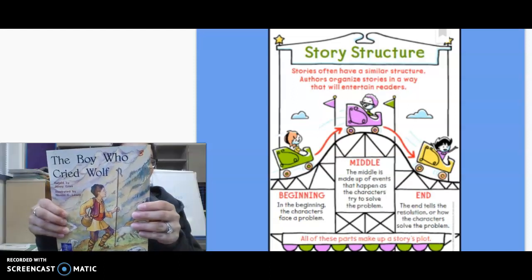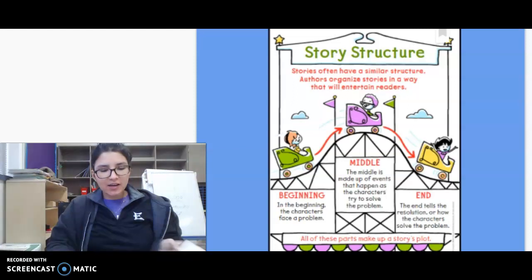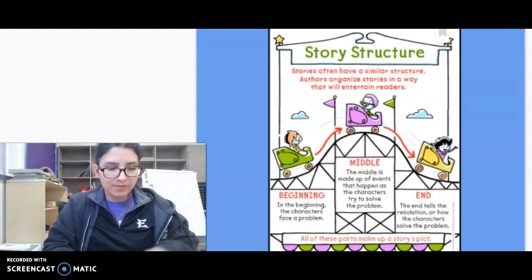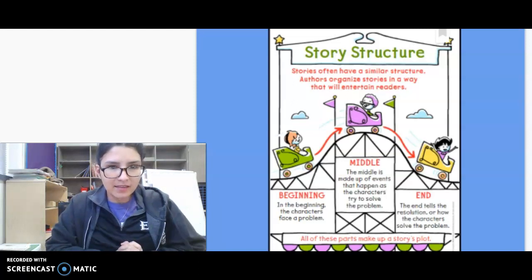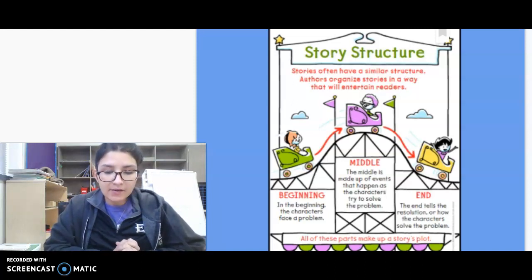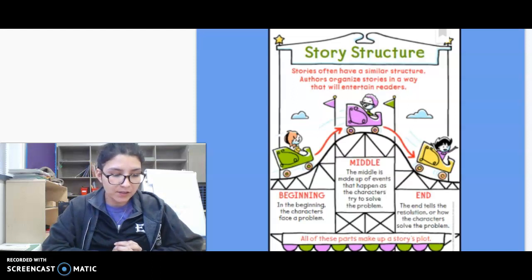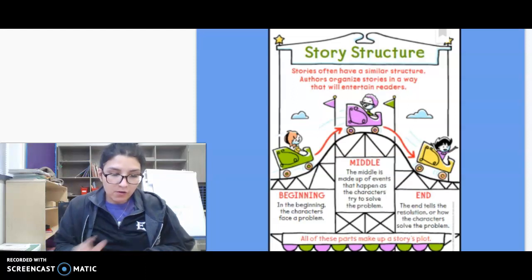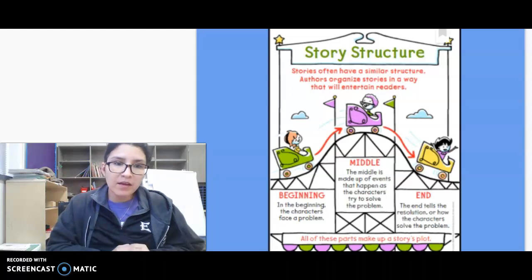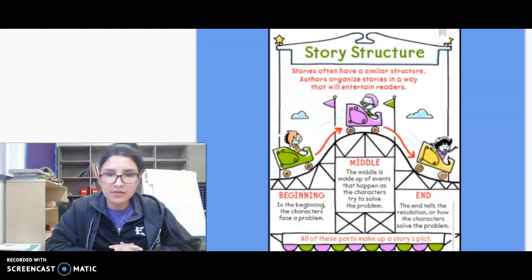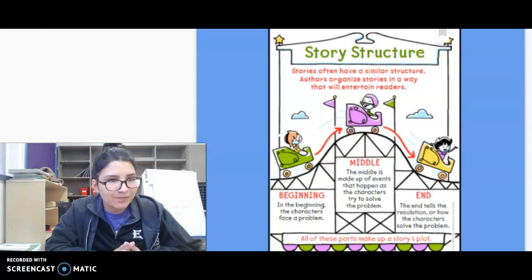All right, last week I read the story The Boy Who Cried Wolf. I actually read the play to you, but let's look back and think about the beginning, middle, and end. Now, in the beginning of The Boy Who Cried Wolf, Joseph is asked by his dad to look after the sheep for the village. So he goes up to the top of the hill, and he's sitting there, thinking, okay, this is all right. But after a little bit of time goes by, what happens? He gets bored, and that's the problem right there.